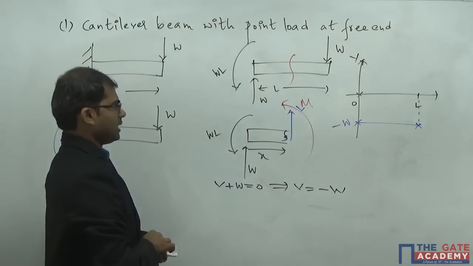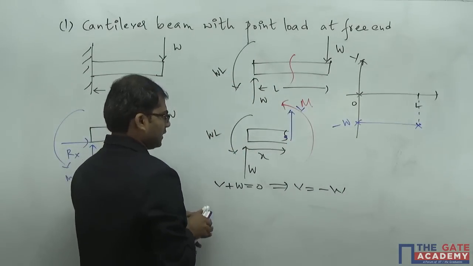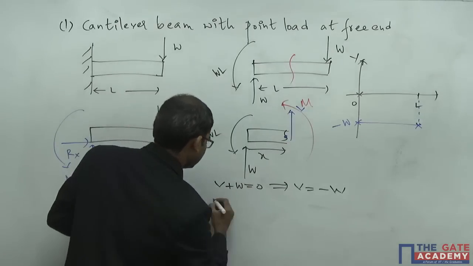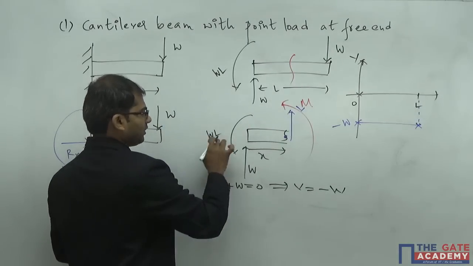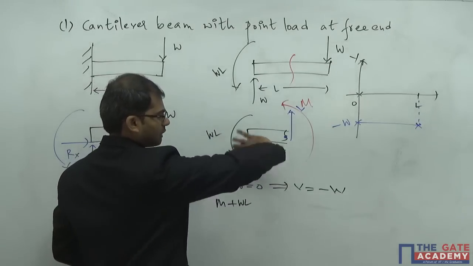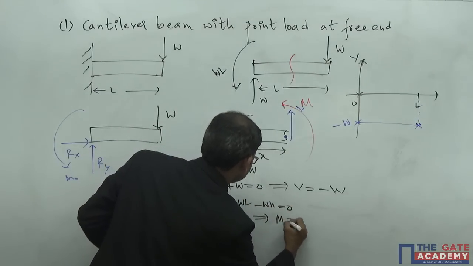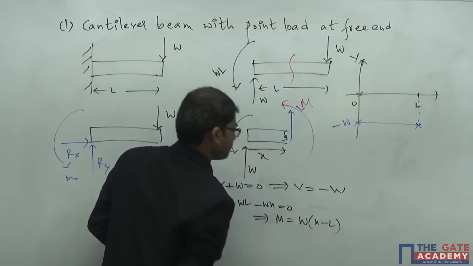In the same way, if I have to write down the bending moment equation, it will become like this. At this point, M is anti-clockwise, and WL anti-clockwise again. So plus WL. But W is there at a distance of x in clockwise direction. So minus W into x is equal to 0. This implies that M is equal to W of x minus L.